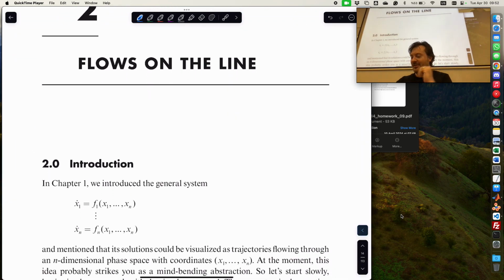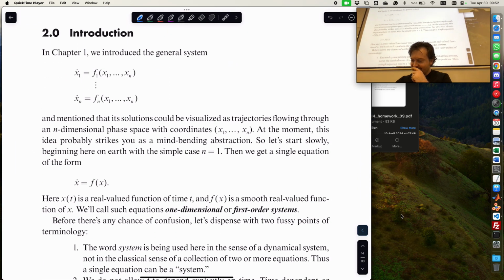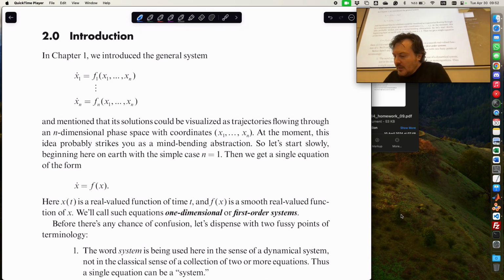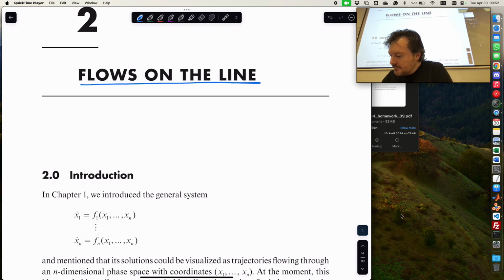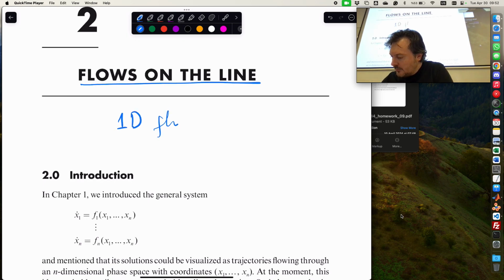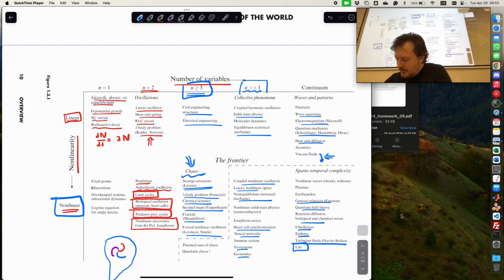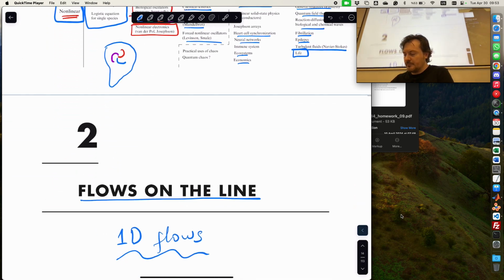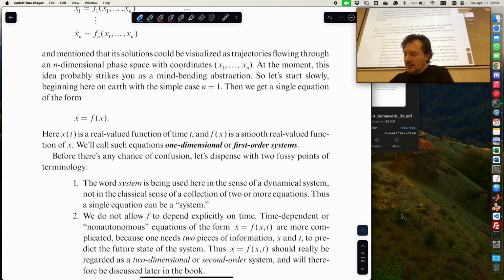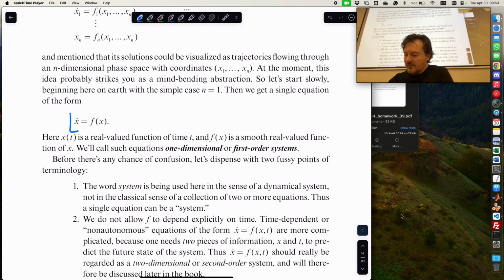For some reason I'm smiling, but all right. So flows on a line. Okay, so 1D flows. What do we expect from 1D flows? These things, right? 1D flows. So if it's 1D, then it's just x dot equals f of x, right? Nothing else.